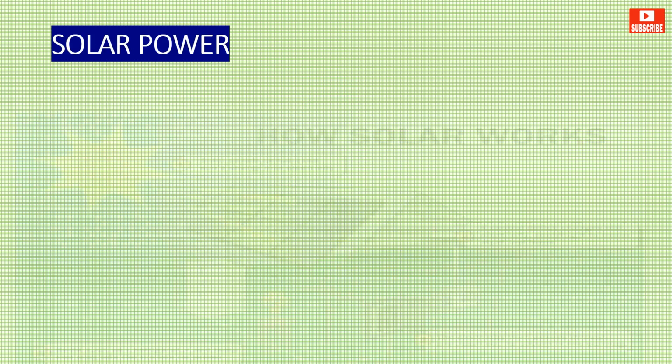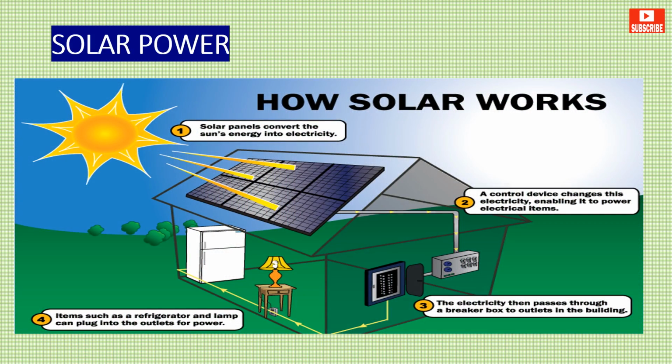Solar power is harnessing the sun's energy to generate electrical power. So the way it works is, take a look at the first point, solar panels convert the sun's energy into electricity. Second, a control device changes this electricity, enabling it to power electrical items. Third, the electricity then passes through a breaker box to outlets in the building. And fourth, items such as a refrigerator and lamp can plug into the outlets for power.